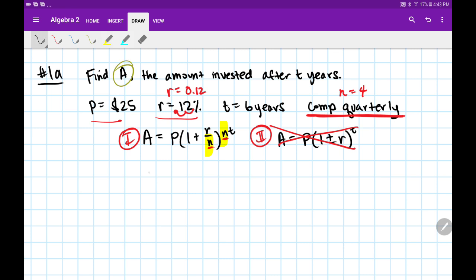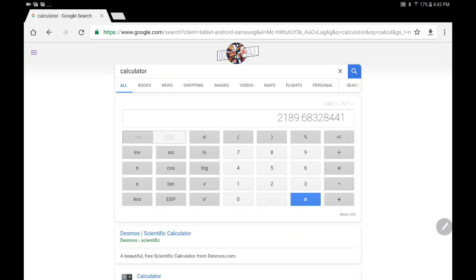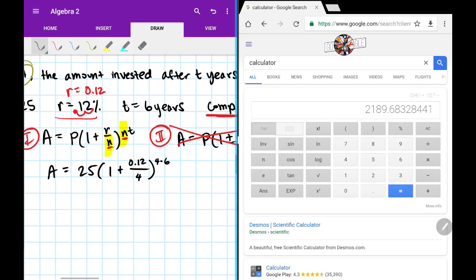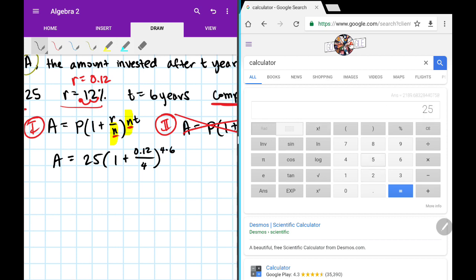All right, let's do it. So A equals, my principal is 25, times 1 plus 0.12, that's R, over compounding quarterly, that's 4 times per year, to the power of 4 times T. What's T? T is 6. Now is the time to use our calculator in order to see what our final amount is. Go ahead and plug it in with me. We got 25 parentheses, 1 plus 0.12 divided by 4, close parentheses, to the power of 4 times 6, which is 24.